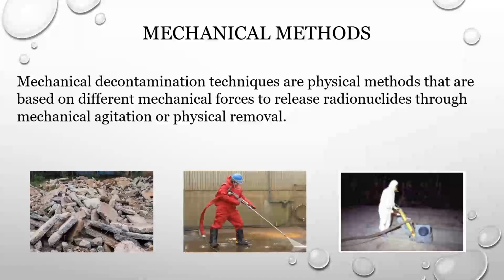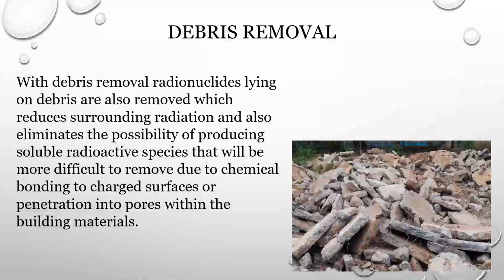Let's start from mechanical methods. Mechanical decontamination techniques are physical methods that are based on different mechanical forces to release radionuclides through mechanical agitation or physical removal. And the first method is debris removal. This is easy to understand. With debris removal, radionuclides lying on debris are also removed, which reduces surrounding radiation and also eliminates the possibility of producing soluble radioactive species that will be more difficult to remove due to chemical bonding to charged surfaces or penetration into pores with the building materials.